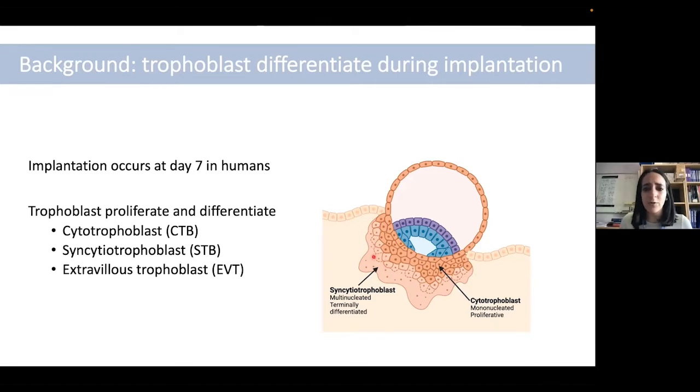These cells will also form another type of cells called syncytial trophoblasts, which are multinucleated and terminally differentiated. Then the trophoblast cells can also form the extravillous trophoblasts, which are fundamental for the spiral artery remodeling. So understanding the differentiation process is fundamental for us.